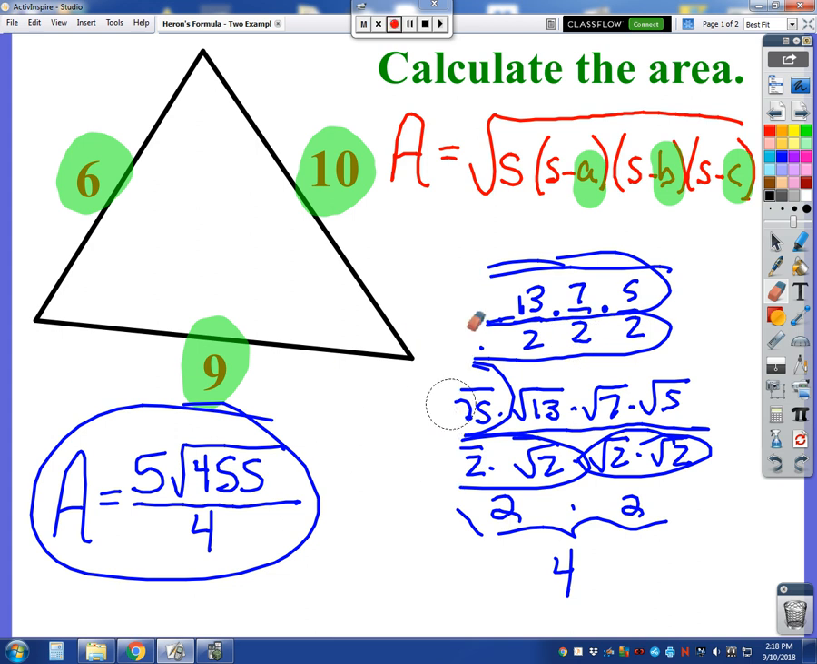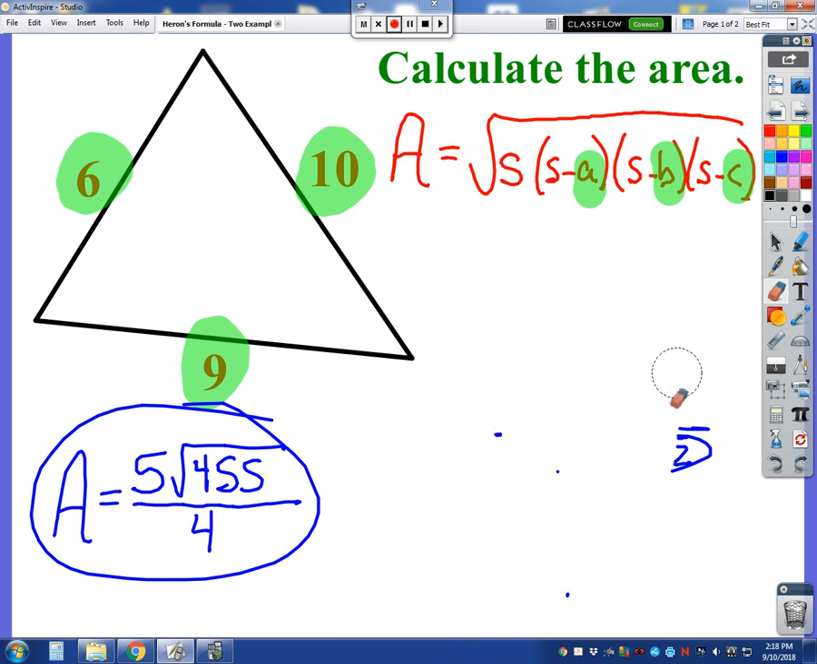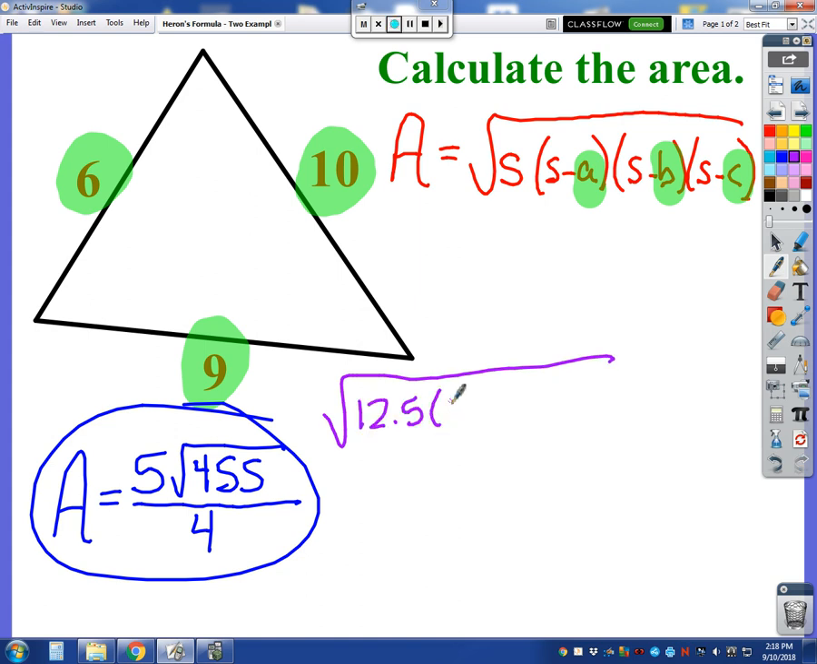But let's say you want to get an answer, but you're not willing to go above and beyond because, I don't know, I thought you were in pre-AP geometry. But if you had the square root of, and if we went back to those decimals, 12.5 times 6.5 times, I got to remember what all my different numbers were, 3.5 and 2.5.